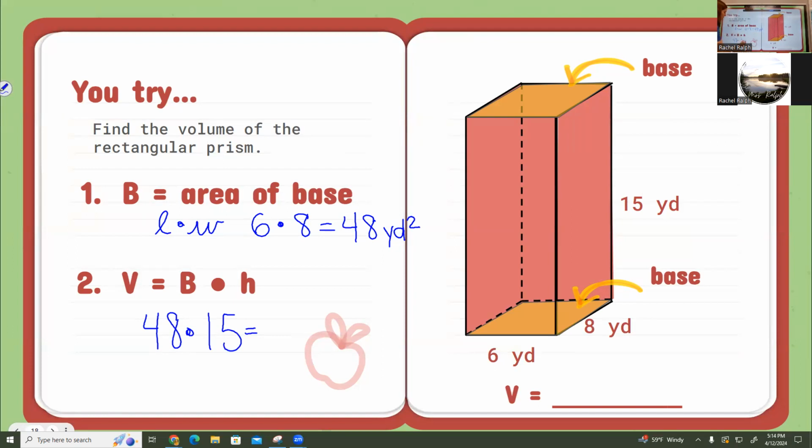So if we multiply that together, we get 720 yards cubed. So cubic yards, 720 cubic yards would fit inside of here. The volume, 720 yards cubed. All right, on to our next one.